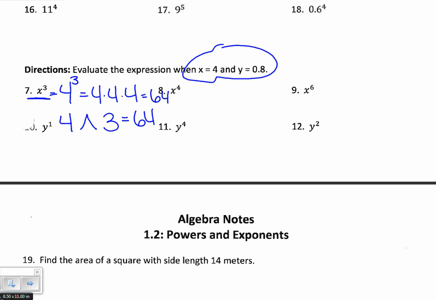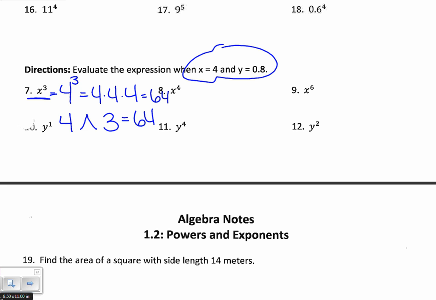So I can do it either way. I can do it mentally, knowing that 4 times 4 times 4 is 64, or I can use a calculator: 4 to the third power, 4 caret 3, is 64. Doesn't matter, either one will give you the same answer.